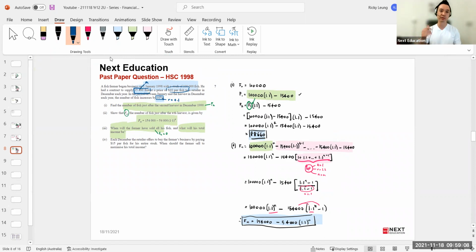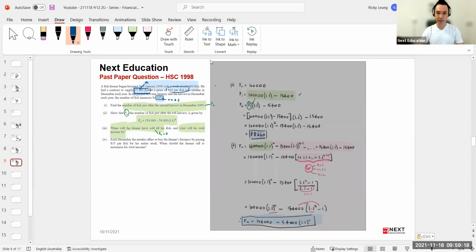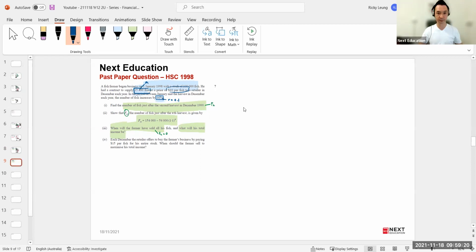So in part 3, when does a farmer sell all his fish? When that guy runs down to 0. So solve for n. You have that log equation that we always do, and then find what his total is. I'll talk about that in a sec. That's actually quite important for part 4 as well. So, all right, just going to delete that.